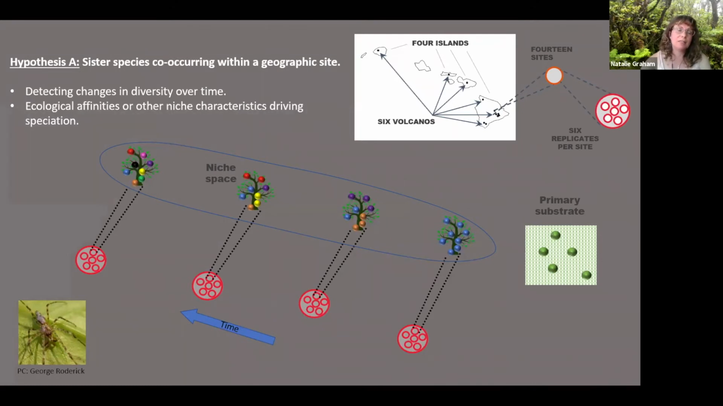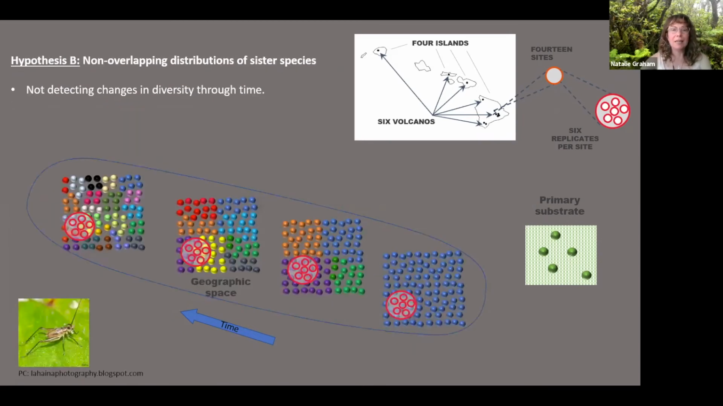We would expect this to be associated with ecological affinities or different niche characteristics. So we can think of this as filling the niche space, or the character space, of different organisms, and it should increase steadily or rapidly. In the other example, where we have non-overlapping distributions of sister species, we would not expect to be able to detect these changes in diversity through time.